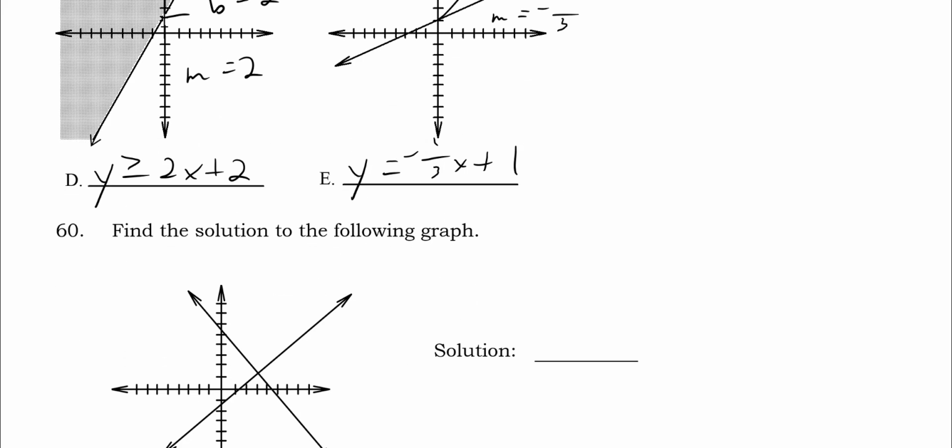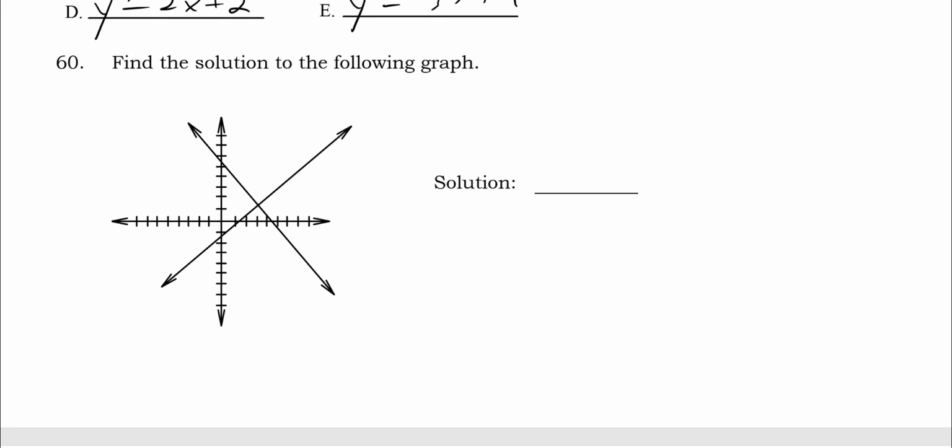Okay, not bad. Find the solution to the graph. You literally look where the point is. 1, 2, 3. This is 3, 1 here. So that's my solution: 3, 1.